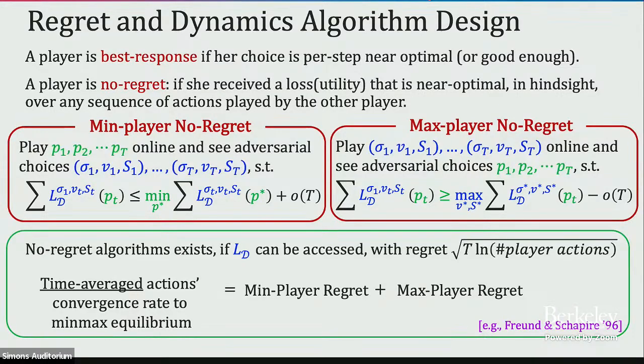So what we do know about these things, and we've known them for decades, is that first of all, generic no regret algorithms exist. They exist in the sense that they're root T log of the number of actions available to you. And how quickly we get to the solution concept, that min-max that I was talking about, is really a function of how quickly these two regrets shrink. So the faster they shrink, the better it is.